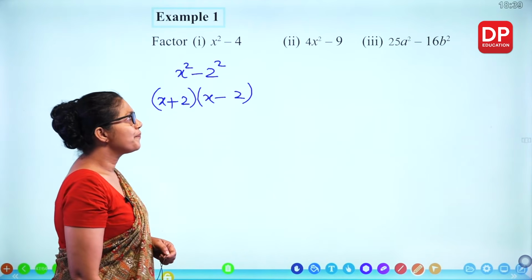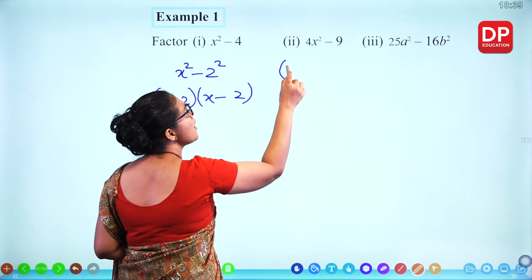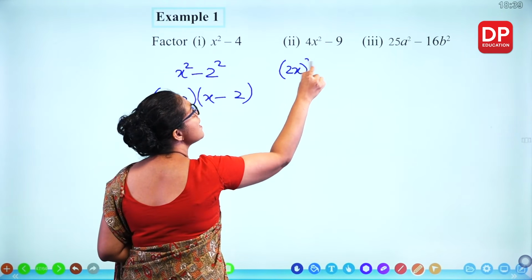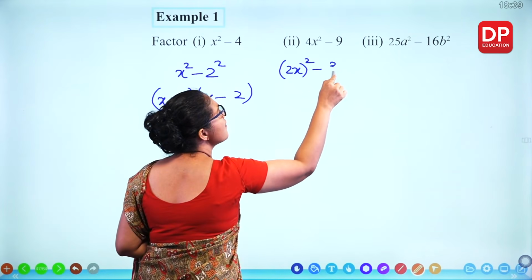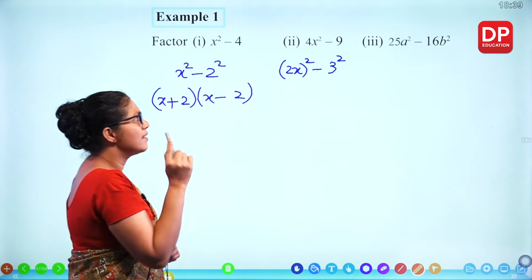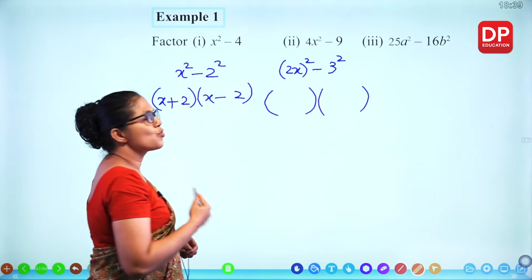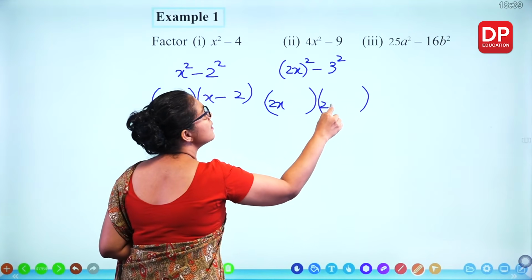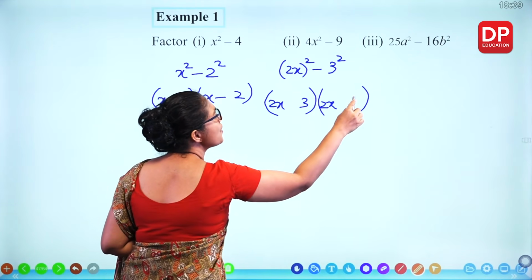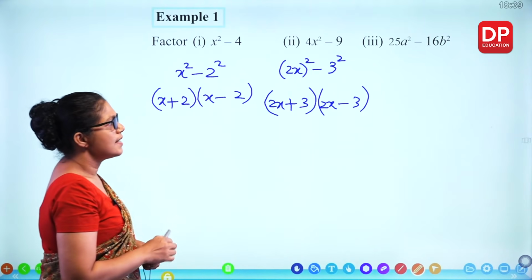So this one, 4x squared. How can you write it as a square number? I can write this as 2x whole thing squared. 9 I can write as 3 squared. Now again we can apply the difference between two squared terms. First term is 2x, last term is 3. One is positive and one is negative.